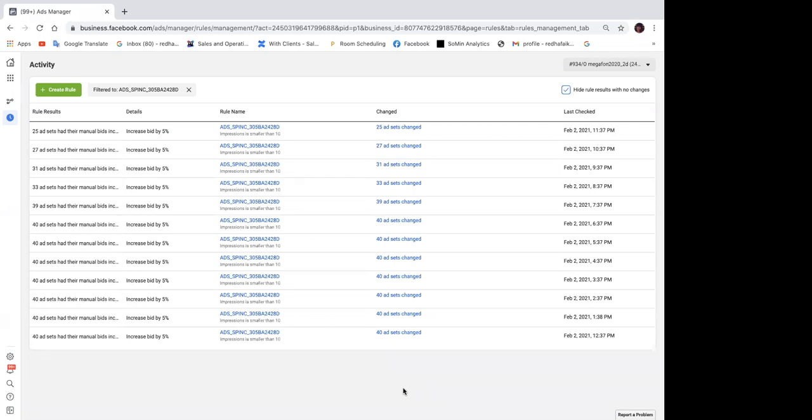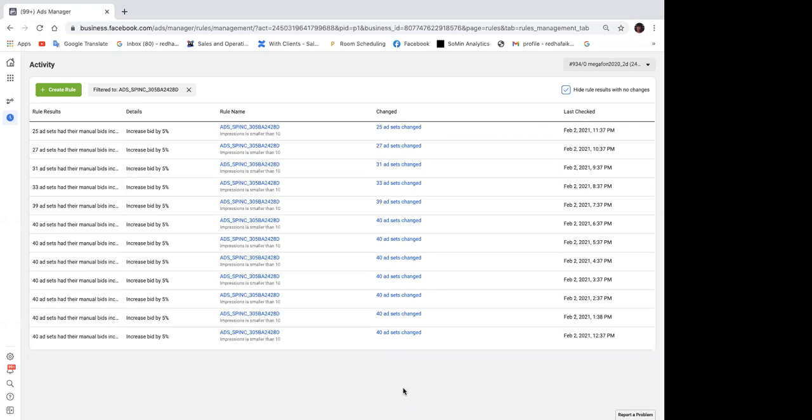The 40 is the total number, right? We have 40 ad sets in total. So it was always changing, increasing all of them by 5%. But from a certain moment, it started doing less. Question: why?